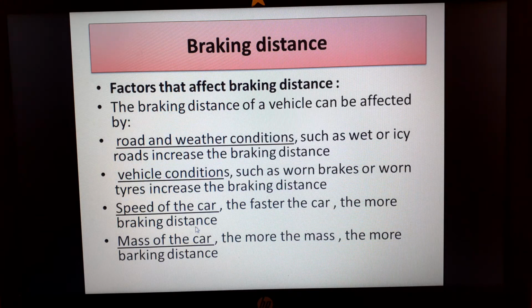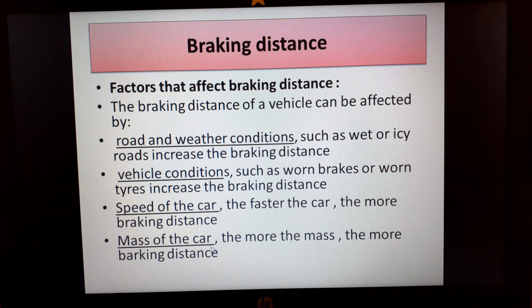Now, that changes with many factors: the road conditions, good or bad, wet, dry, icy; whether your brakes are working well; whether your tires are good; and if there's oil on the road. Also the speed of the car: the faster your car, the longer the braking distance. The mass of the car: bigger cars need bigger force to stop them, so more mass means a stronger braking system is needed. Anyways, you get the idea.